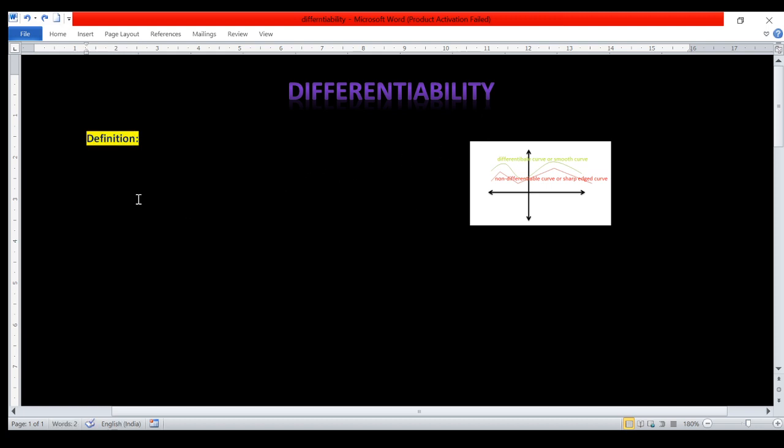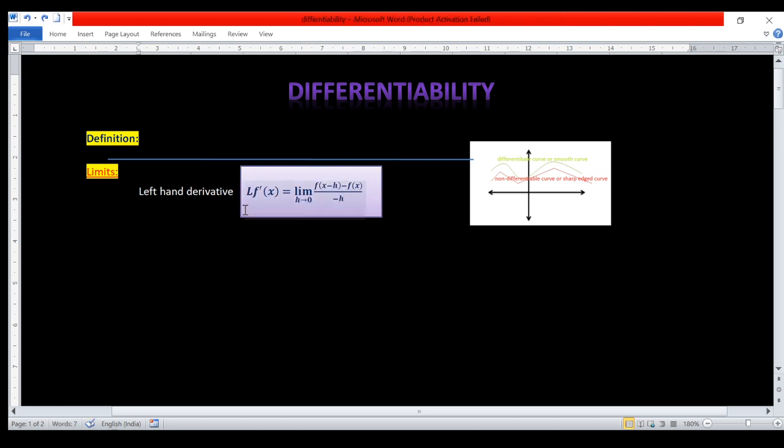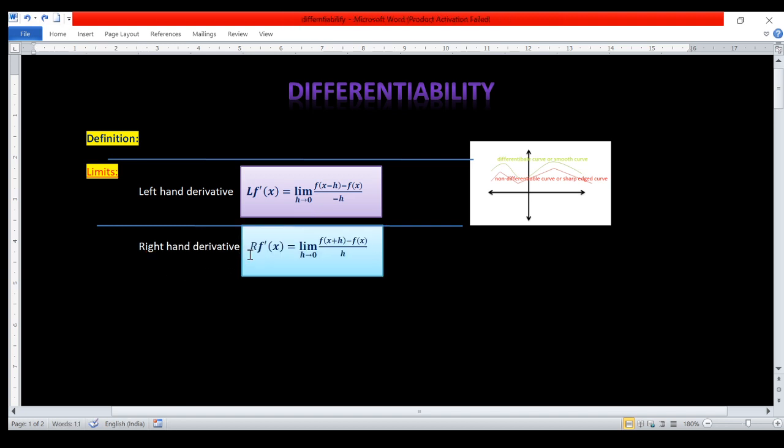Definition: limits, left hand derivative. First I will define the left hand derivative. L f dash of x is equal to limit h tends to 0 of f of x minus h minus f of x, divided by minus h. This is called the left hand derivative, and this is called the right hand derivative: R f dash of x is equal to limit h tends to 0 of f of x plus h minus f of x, divided by h. See, x minus h is the left hand side, x plus h is the right side of x. See the denominator, minus h and plus h, there is a difference.